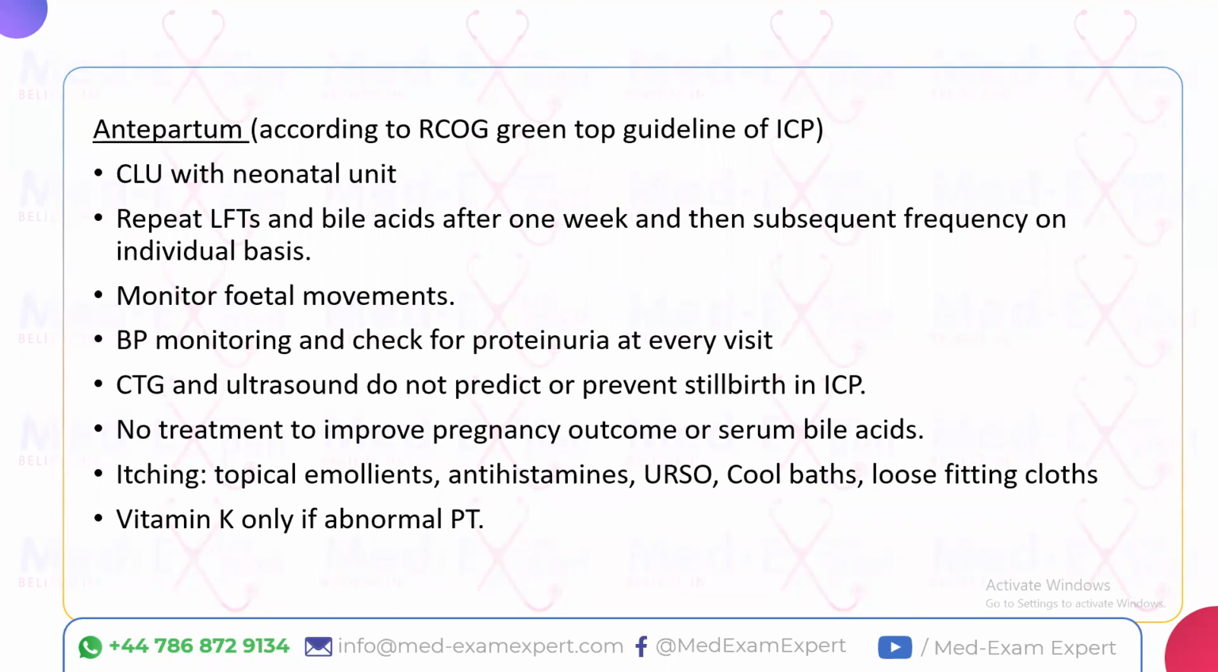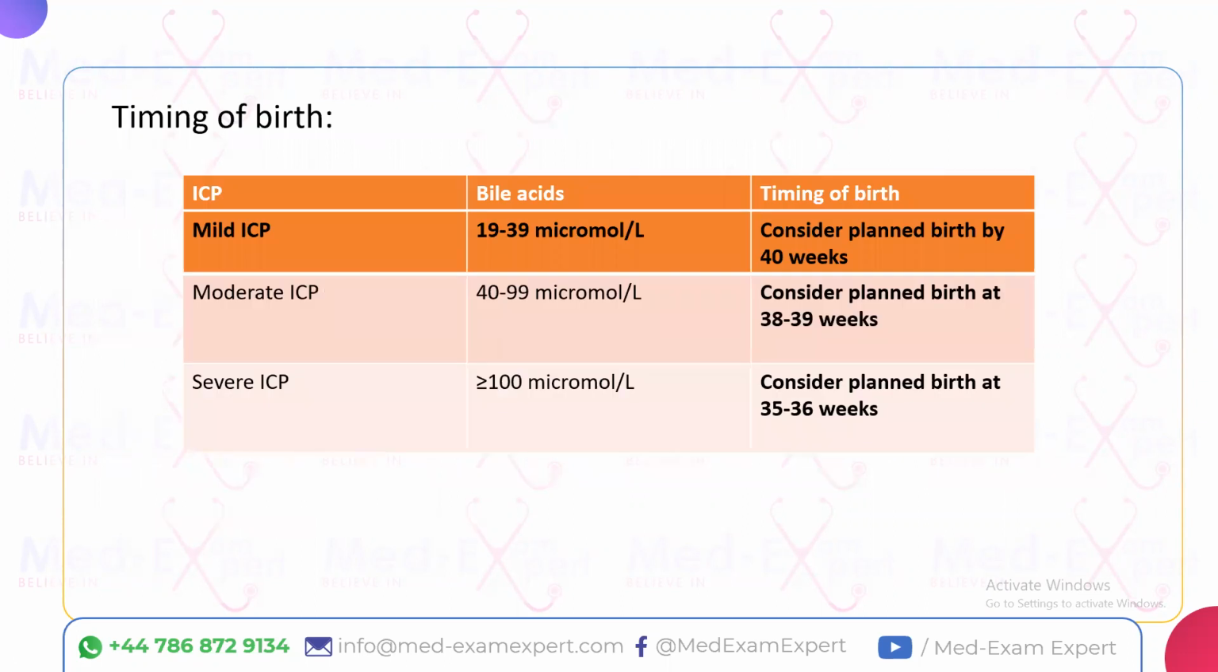Okay, so we don't need to give vitamin K to everyone. Then the timing of birth will be according to the severity of ICP. So in case of mild ICP, where bile acids are between 19 to 39 micromole per liter, we'll consider planned birth by 40 weeks. Because the risk of stillbirth for mild ICP is almost the same as the background risk. Okay, so planned birth will be by 40 weeks.